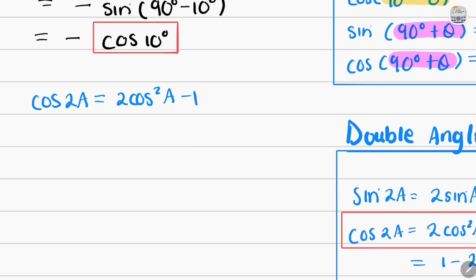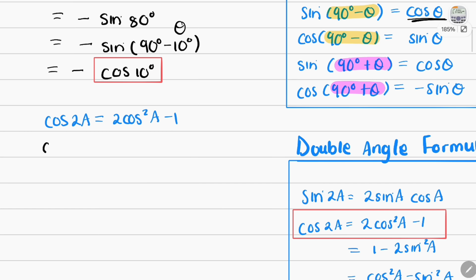So here with this, what I'm going to do is I'm going to call this cos 2, and I'm really just calling the a 10 degrees. So wherever I see a, I'm going to replace it with 10 degrees. So this is cos 2 times 10 degrees, and then it's equal to 2 cos squared 10 degrees, then minus 1.